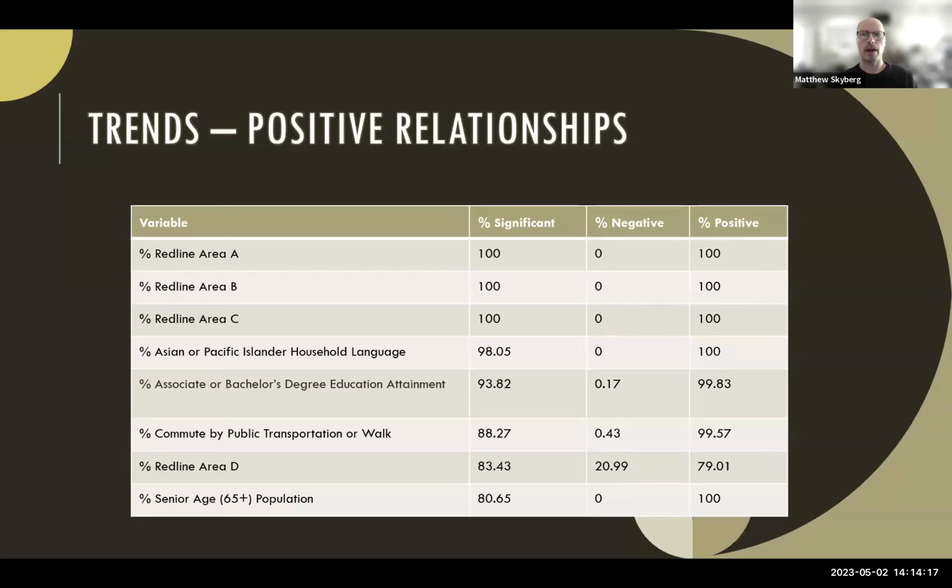A positive relationship indicates a high index value when the explanatory value also increases. So all the redlining areas had a positive relationship, although the areas classified D were less positive than the other three. And Asian Pacific Islander household language, associate or bachelor's degree education attainment, and commuting by public transportation or walking were also positive, as well as senior population age 65 plus.